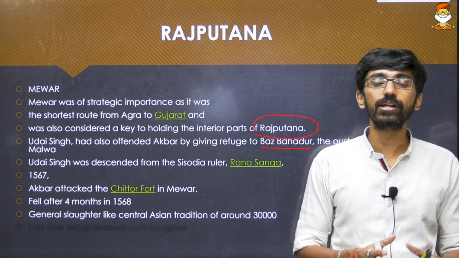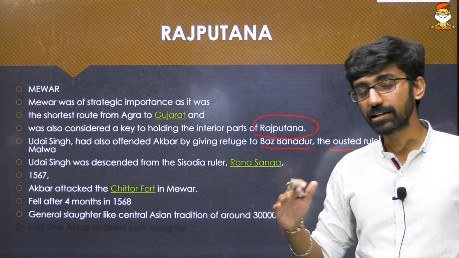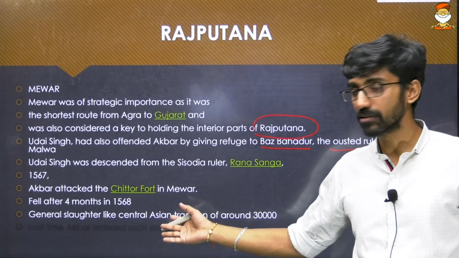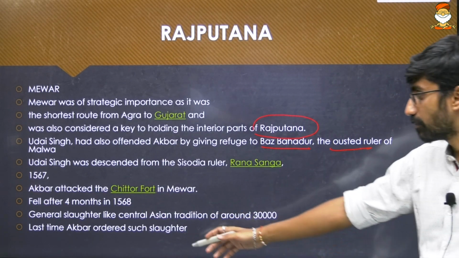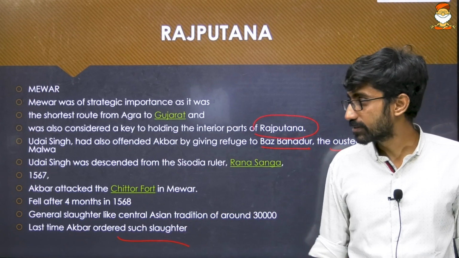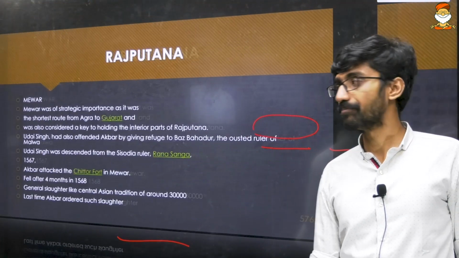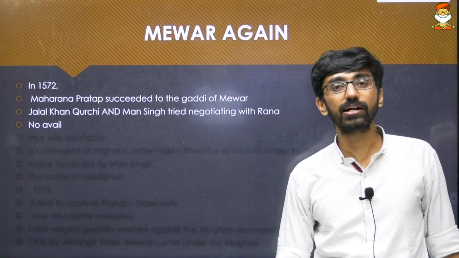even though the fort fell into the hands of the Mughals, he faced a lot of defeats, a lot of losses. So that is the reason he wanted to take revenge against the people, and that is why a lot of slaughtering of people happened over there. So this was the last time Akbar ordered such slaughters, in 1568, we can say 67, 68. And then again Mewar, Maharana Pratap succeeded to the Gaddi.